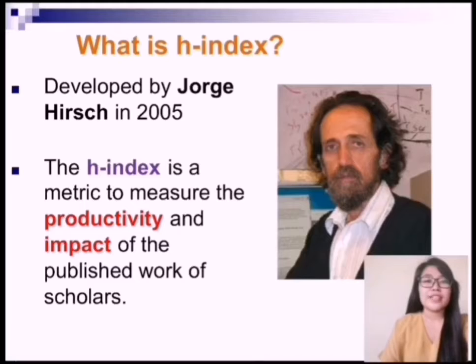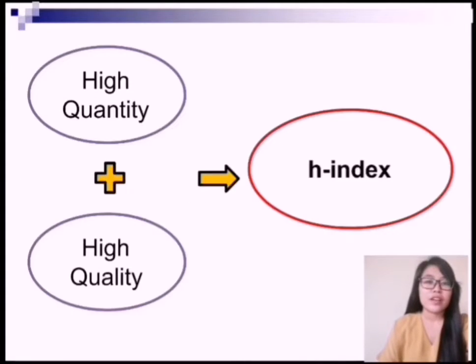H-index was developed by George Hirsch in 2005. H-index means Hirsch index. The H-index is a metric to measure the productivity and impact of the published work of scholars. So we have here the diagram. High quantity plus high quality is equal to the H-index.